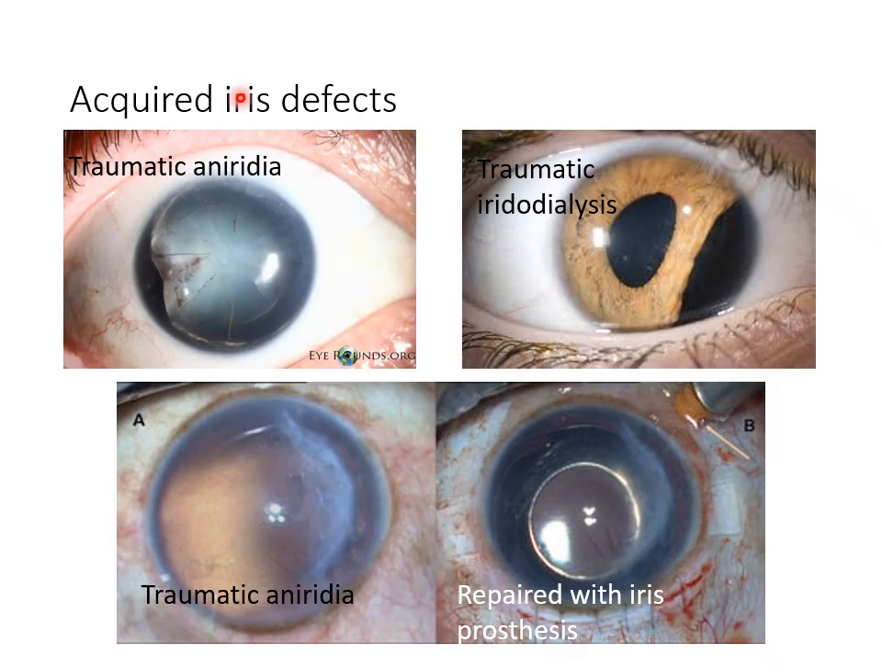Then the same iris defects can be acquired. Like, for example, this is also aniridia, but this is actually traumatic. Some trauma has happened, and you can see very well that there are iris pigments on the surface of the lens, which has developed a cataract. So this is a traumatic aniridia. Then traumatic iridodialysis, where the iris has got torn from its root, which I told you is the thinnest part. This is again a traumatic aniridia, and you see this is the entry wound, right? And the same aniridia which is repaired by a prosthetic lens. So nowadays for treatment of aniridia, these iris prostheses are available, which are made up of some biocompatible material and behave like the iris.